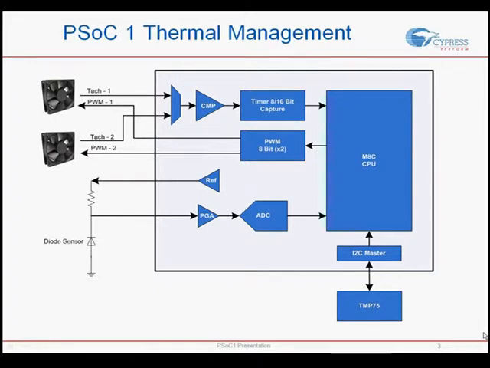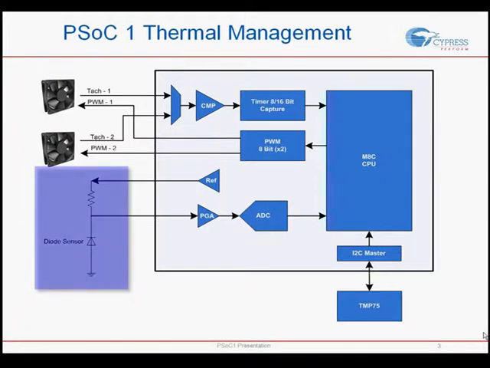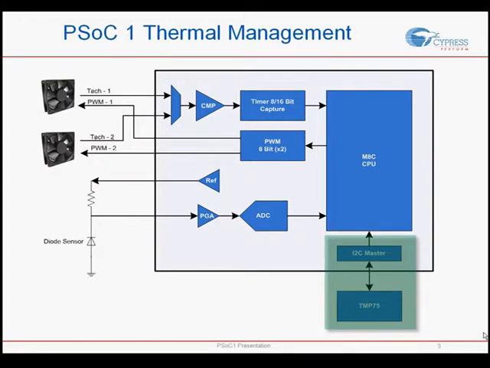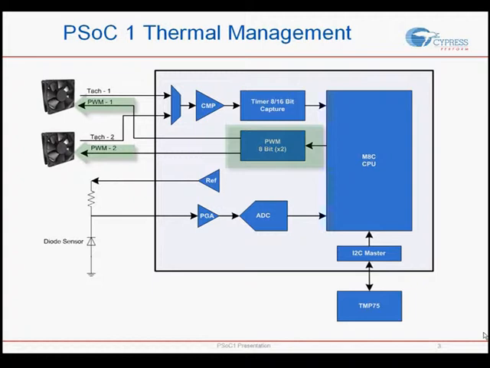This block diagram shows how the thermal management system is implemented in PSoC 1. The PSoC measures the temperature of two thermal zones using a diode temperature sensor and TMP75, an I2C based temperature sensor. Using a temperature to speed table stored in the flash, the speed of the fans is calculated. The fans are then driven using two 8-bit PWMs.